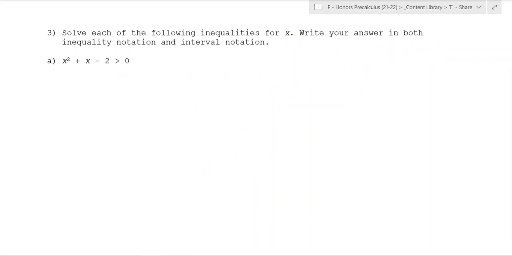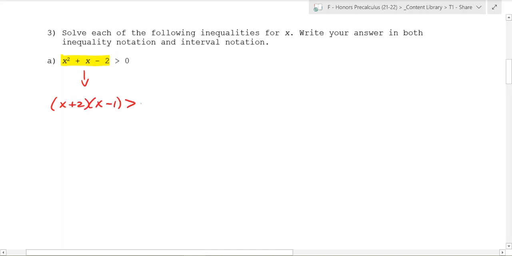So what do you do if you're given an inequality that's written as a quadratic? So we're solving each of the following inequalities for x, and write your answers in both inequality notation and interval notation. We'll do both here. So the first thing you're going to do is factor this, and this turns into x plus 2 times x minus 1 is greater than 0. What we're going to do is keep track of when is x plus 2 positive and when is it negative, and when is x minus 1 positive and when is it negative. And then we're going to use that to figure out when their product is positive and when it is negative.